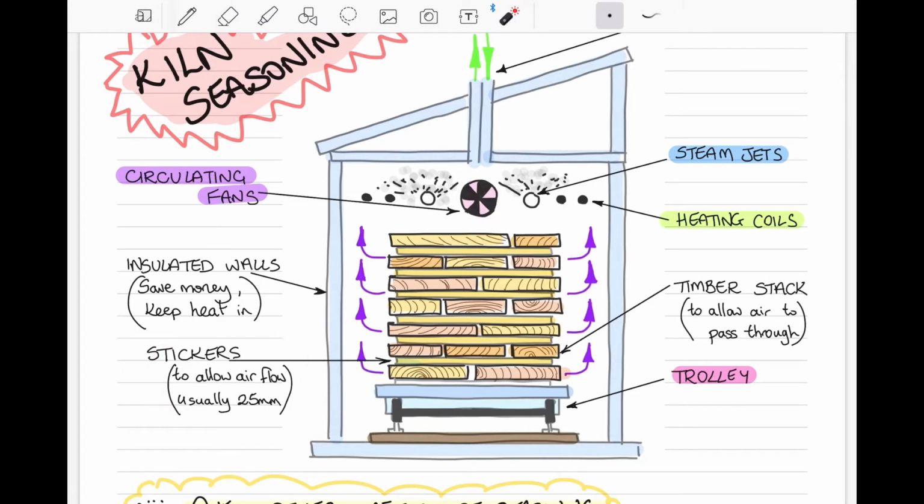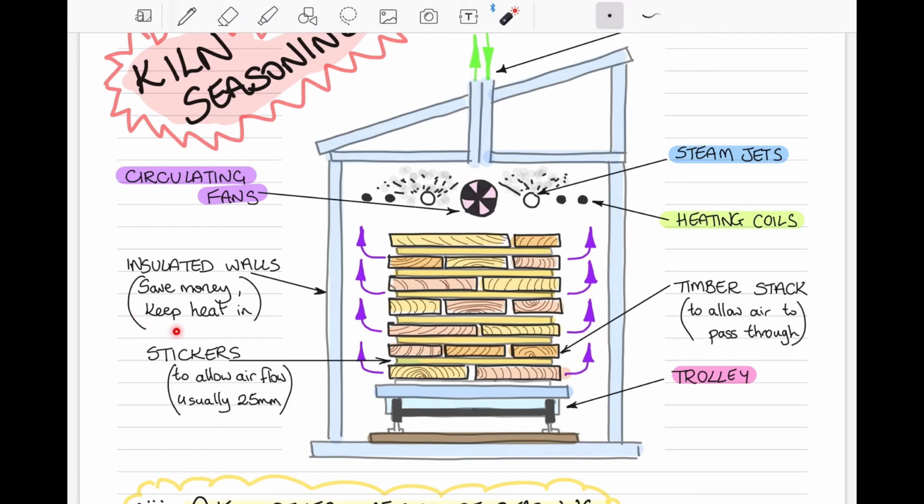Stickers are the timbers that are in between the actual planks that you are seasoning, and their purpose is to allow air to flow, and they're usually about 25 millimeters thick. Why 25 millimeters? Because traditionally that would have been about an inch. Okay, so about an inch thick.